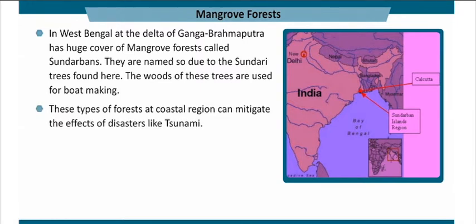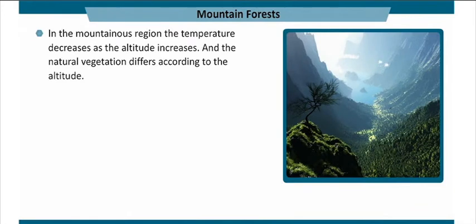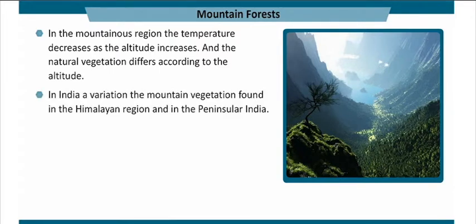These types of forests at coastal region can mitigate the effects of disasters like tsunami. Mountain forests. In the mountainous regions, the temperature decreases as the altitude increases, and the natural vegetation differs according to the altitude. In India, variation in the mountain vegetation is found in the Himalayan region and in the Peninsula region.